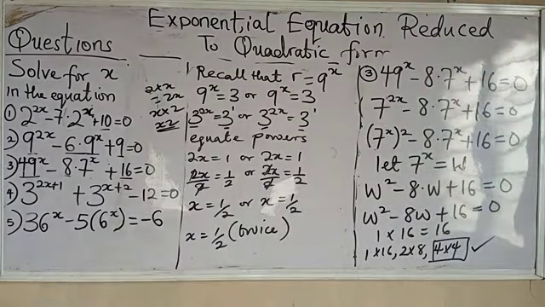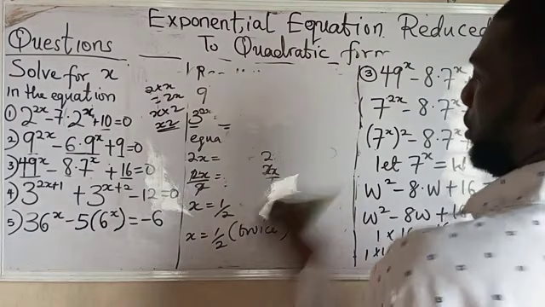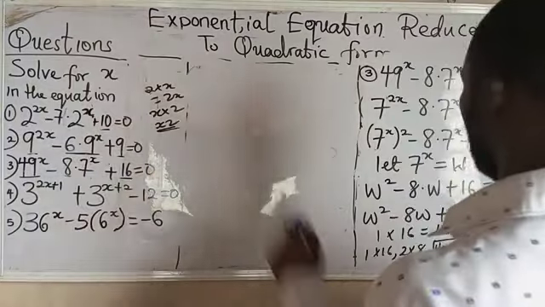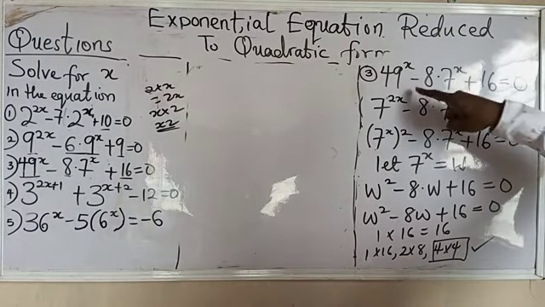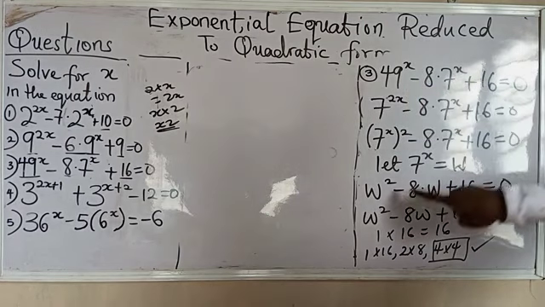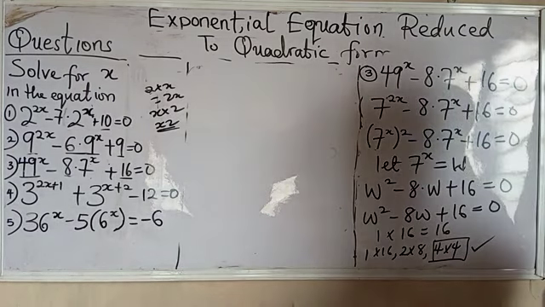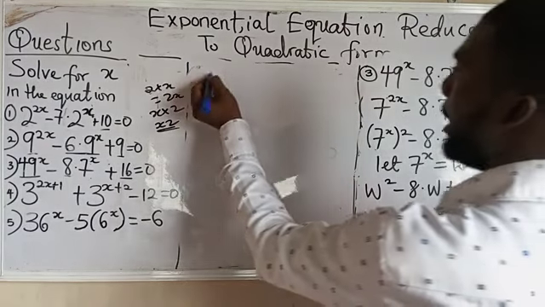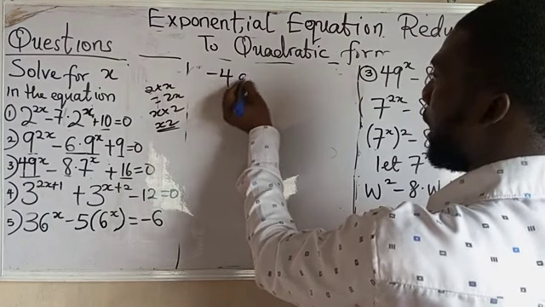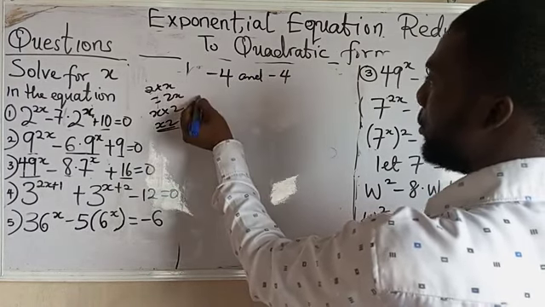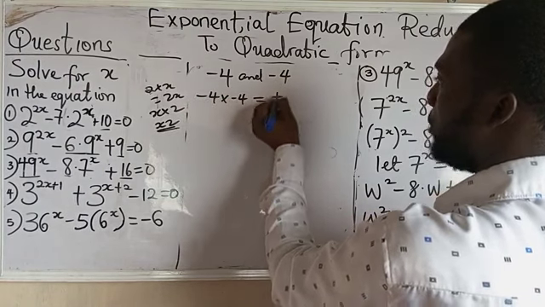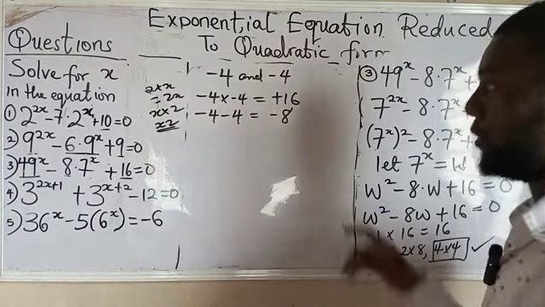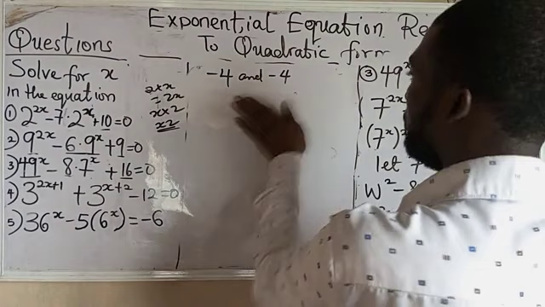So from here, let's not forget that I said that when you have a negative in the middle and a positive at the end, then when you find your factors, the 2 factors will always end up being negative, negative. So here the 2 possible combinations will now be minus 4 and minus 4. Why? Because minus 4 times minus 4 gives me plus 16, and minus 4 minus 4 gives me minus 8. Let's not forget that.